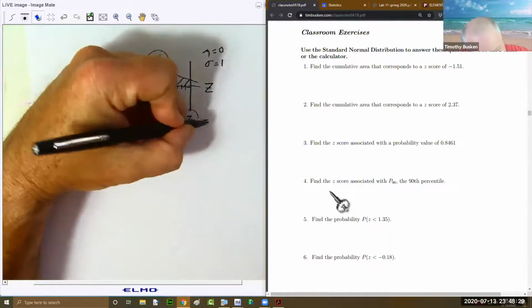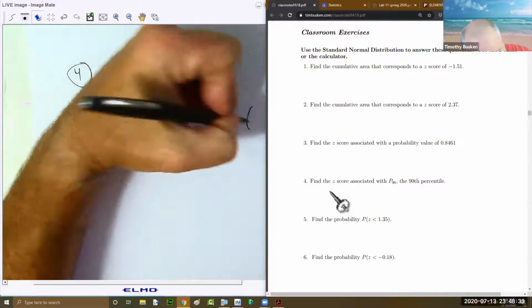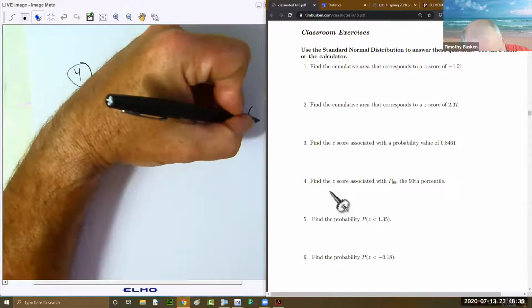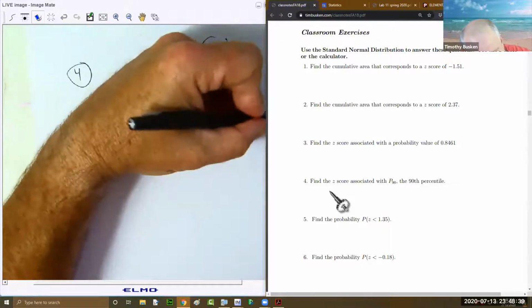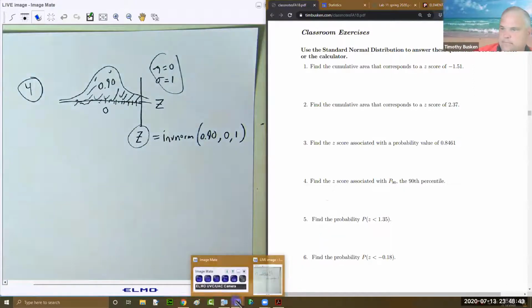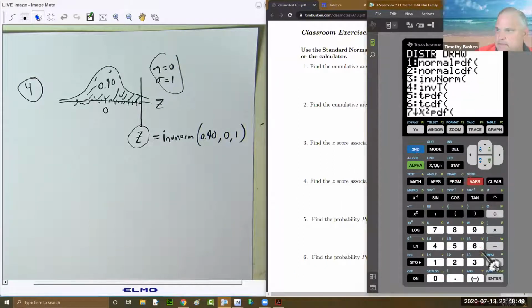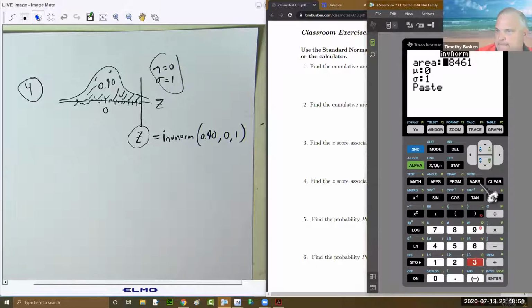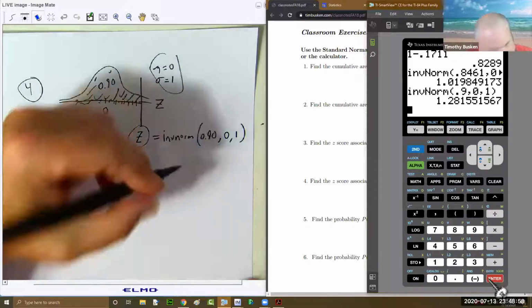To get this, we're just going to call on inverse norm. The area this time is 0.90. The mu and the sigma are 0 and 1. And we're going to get our answer. So second bars 3. And this time the area was 0.9. And we're getting about 1.28.